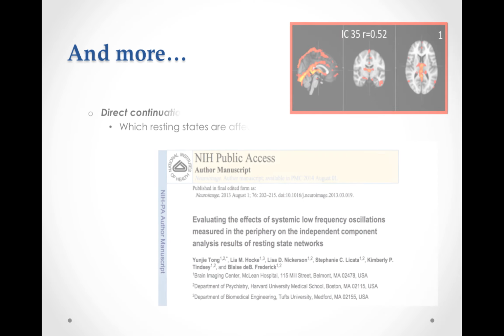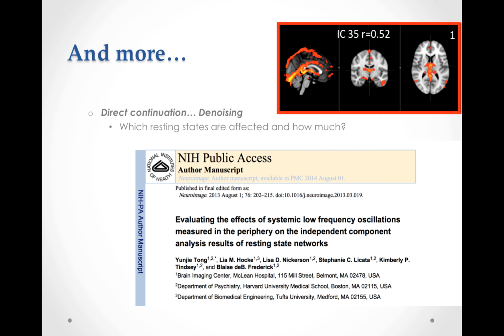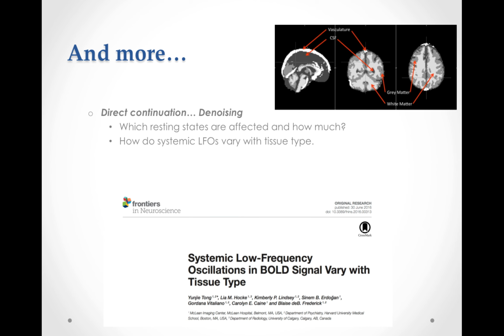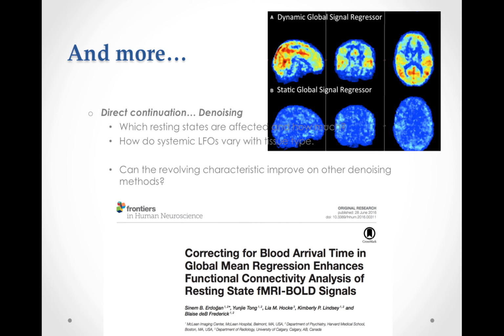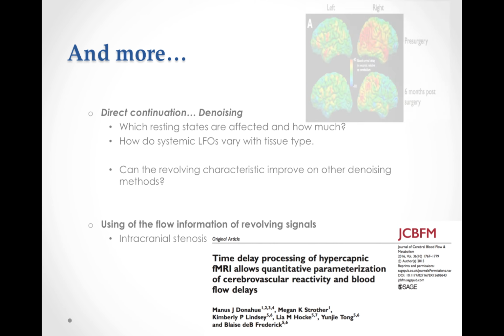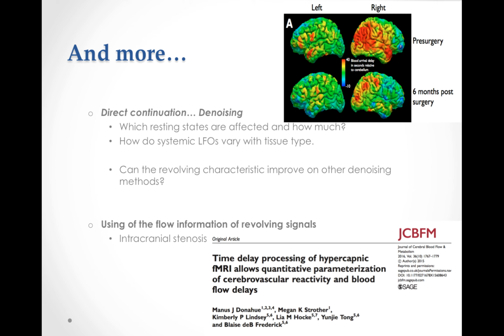We have gone further and have looked at which resting state networks are especially affected. We have looked at how the signal varies with brain tissue and have evaluated how the evolving characteristic we showed can be implemented for something as the global average for denoising. And at last, we are working on the use of evolving signals as a tag for blood and made it a potential clinical method to diagnose and track moya-moya patients.